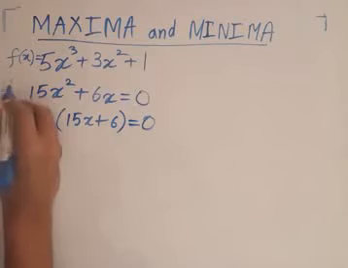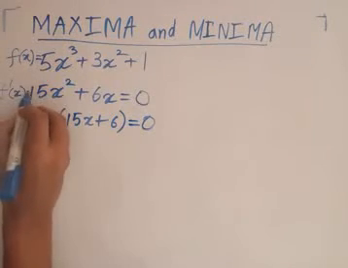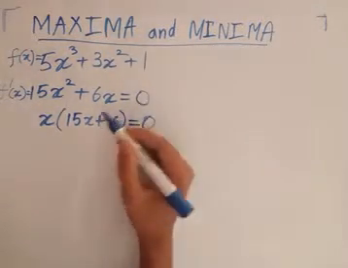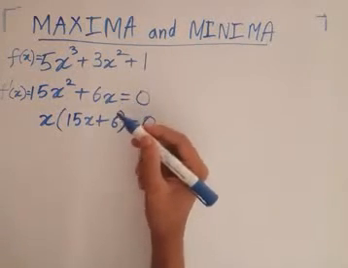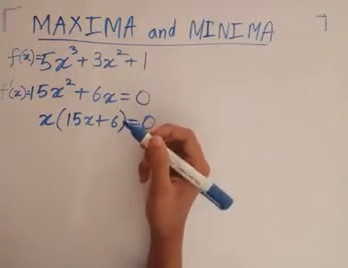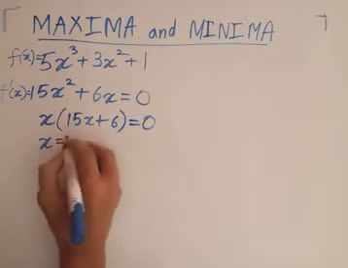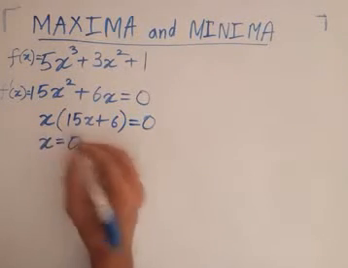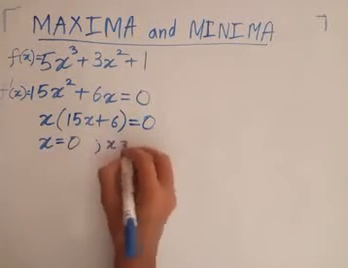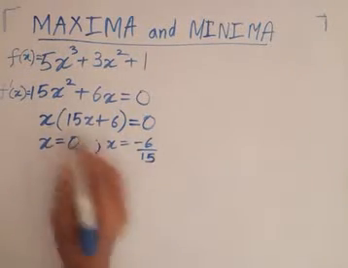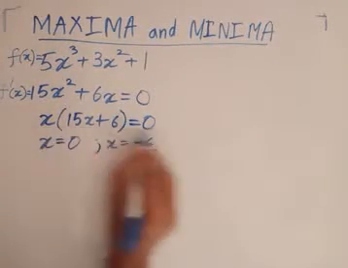So f prime of x is equal to, and remember that we set this equal to 0 because we wanted to find the points at which the function has its maxima and minima. Okay, so from here I get two values of x. One, directly x is equal to 0, and secondly x is equal to minus 6 by 15. So if x is any one of these two values, this equation will be satisfied.